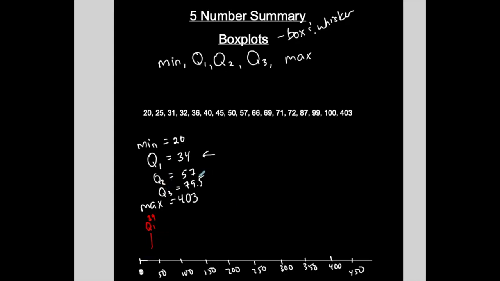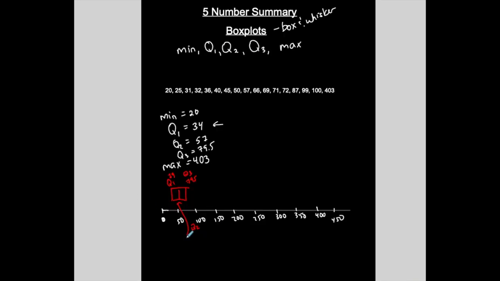The end of my box is Q3, 79.5, which is actually not too far from there. This is Q3. So the start and the end of the box in a box and whisker plot are Q1 and Q3. So I'm going to close my box. The middle of my box is Q2, 57, so somewhere around here. This is Q2, and the value is 57. You're going to see this is an interesting looking box plot because a majority is over here.